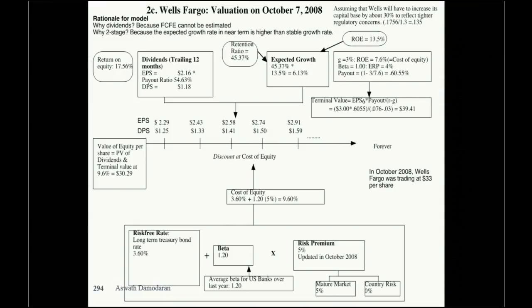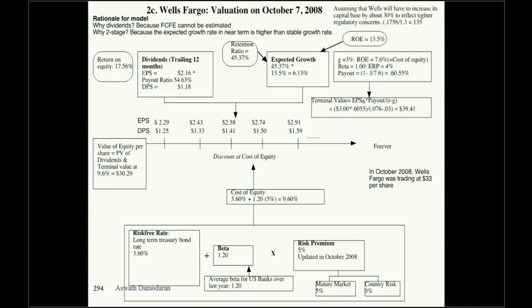So here's a valuation of a bank from October of 2008. So the crisis has started. I'm still sticking with my dividend discount model. I'm almost afraid to let go because it's the only thing I know. It's a valuation I did of Wells Fargo, which was trading at about $33.